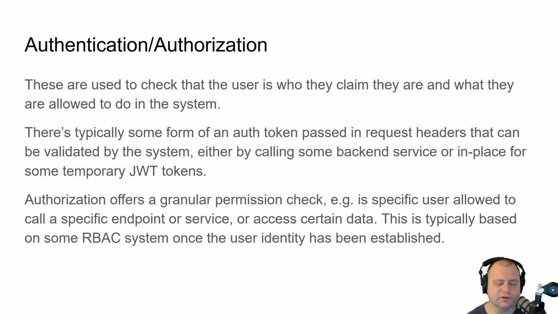Authorization offers a more granular permission check, like what the user can do. Can they call a specific endpoint or a service, or can they access certain data? It's typically based on some RBAC system once the user identity has been established, and it's part of the backend system, or maybe it can be configured in API gateway itself. So depending on what kind of granularity you need, you can also have some more common identity establishment and pass this identity along with the requests to the backend services, and then backend services each can have their own RBAC. Yeah, so overall a pretty important component of the system.